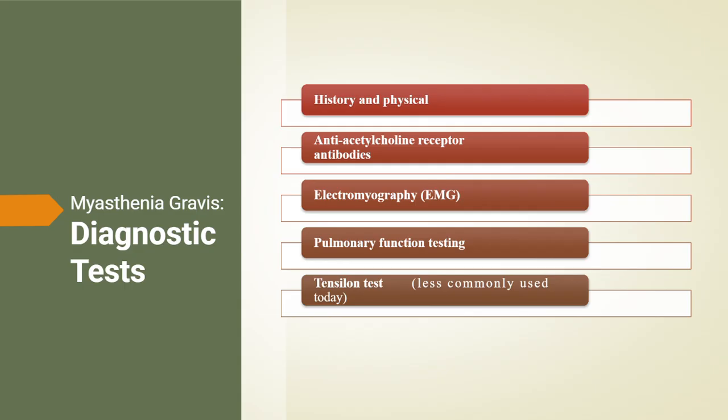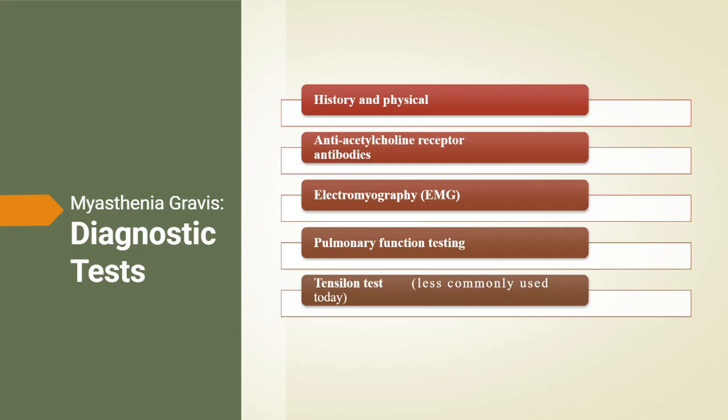One simple bedside assessment involves asking the patient to maintain an upward gaze for several minutes. In myasthenia gravis, the eyelids gradually droop as the muscles fatigue. Another important diagnostic tool is the measurement of anti-acetylcholine receptor, AChR, antibodies in the blood. These are present in approximately 85–90% of patients with generalized myasthenia gravis. For those who test negative, additional antibody tests such as anti-MuSK antibodies may be used. While these blood tests do not measure severity, they strongly support the diagnosis.